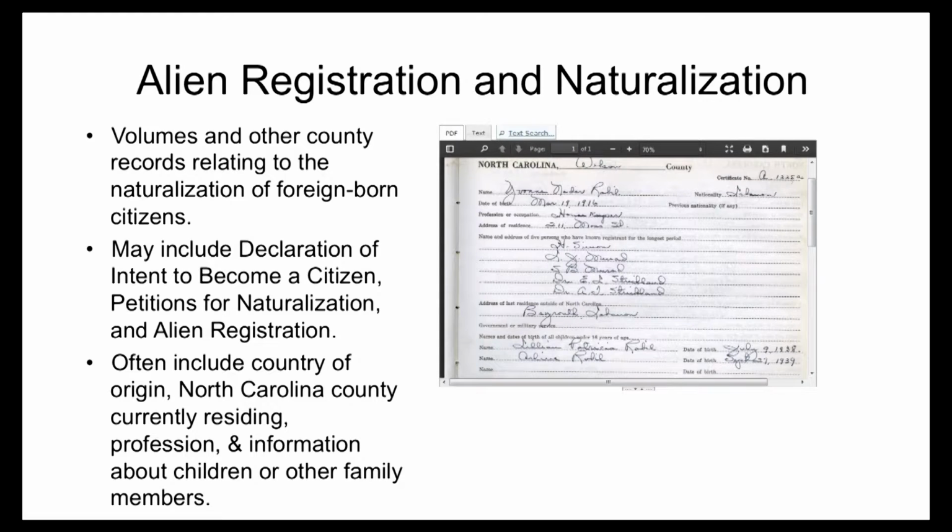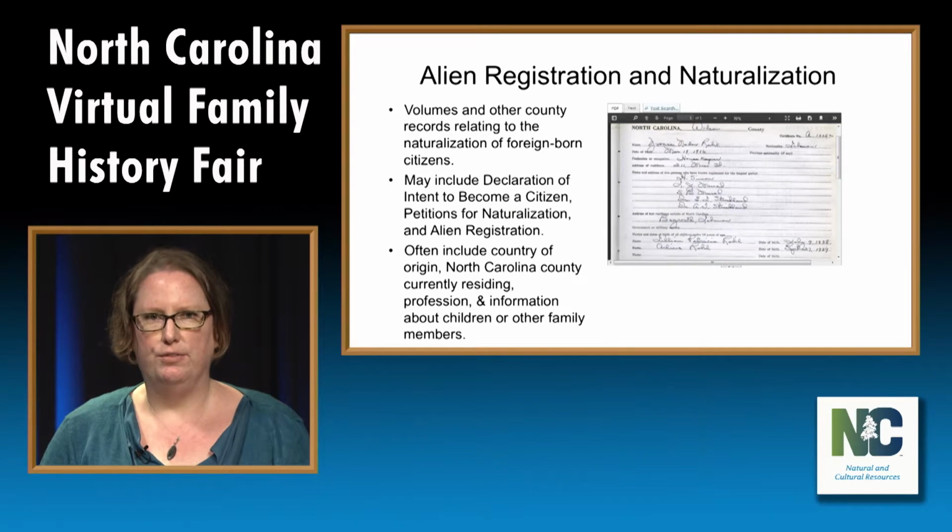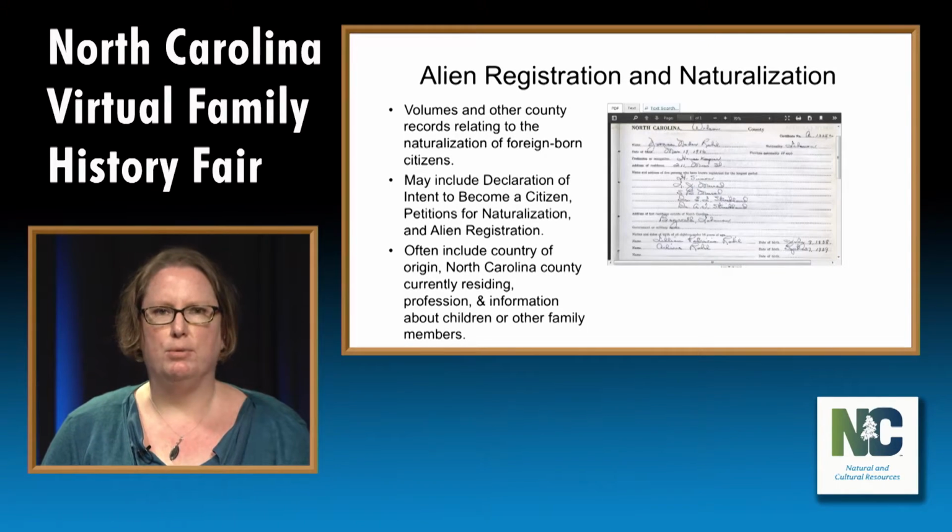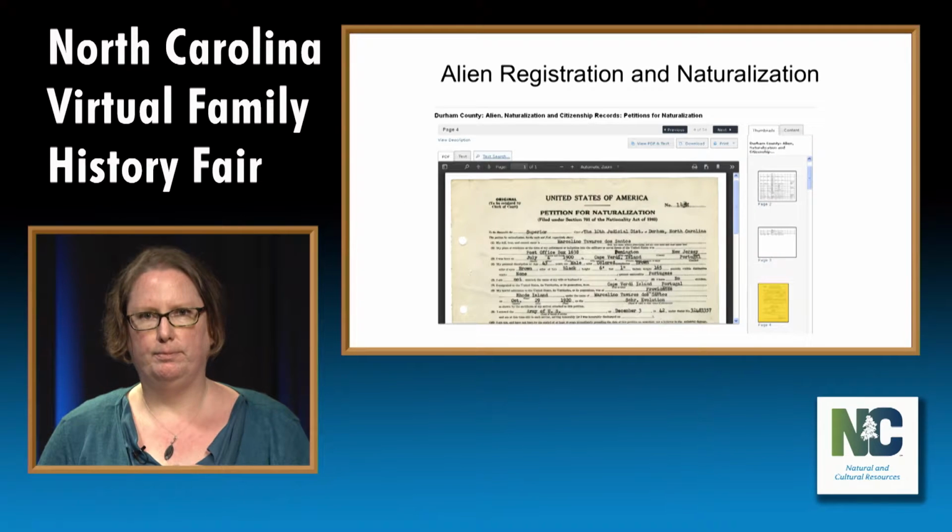They can include things like the declaration of intent to become a citizen, petition for naturalization, and alien registration, and often include a lot of very good information, including the county of origin, North Carolina county currently living in, their profession, information about their children and other family members that might have immigrated with them.